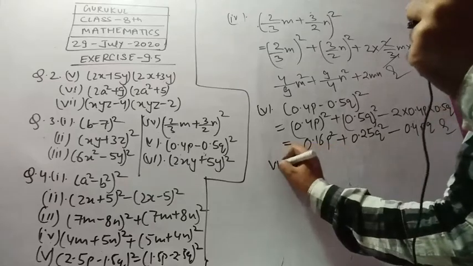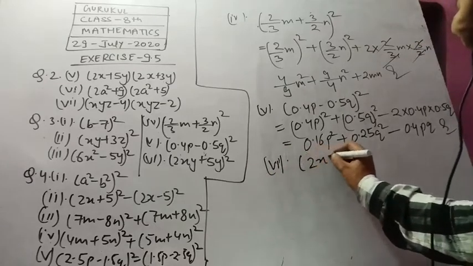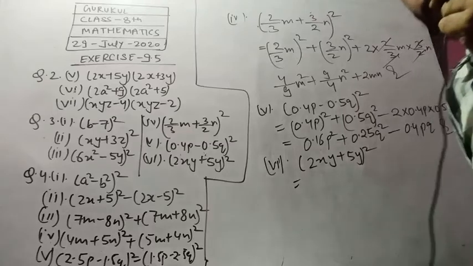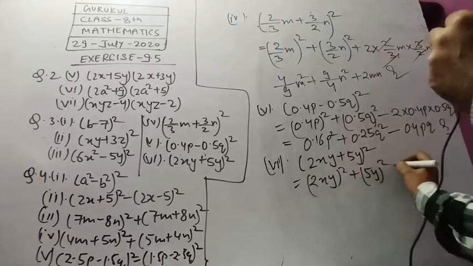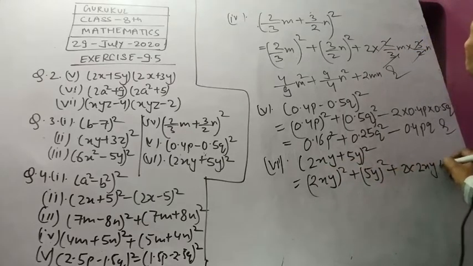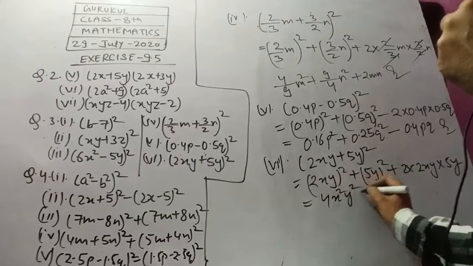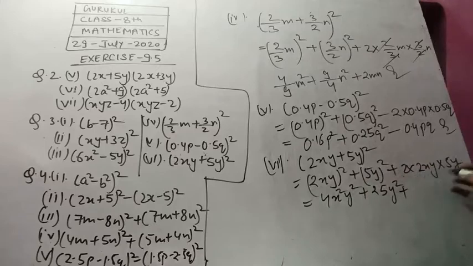So let us solve the sixth part and the last part of question number 3, that is (2xy plus 5y) whole square. Again apply the same identity, (a plus b) whole square, a square plus b square plus 2ab. So this will be (2xy) square plus (5y) square plus 2 into, what is a? 2xy, what is b? 5y. So this will be 2 square 4, x square y square, plus 5 square 25 y square, plus 2 2s are 4, 4 5s are 20, x, y into y, this will be y square. So students, this is going to be the answer.